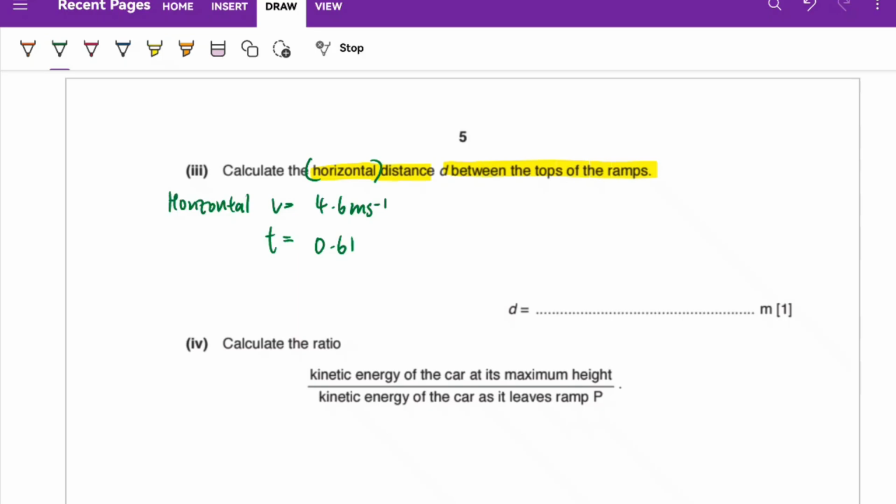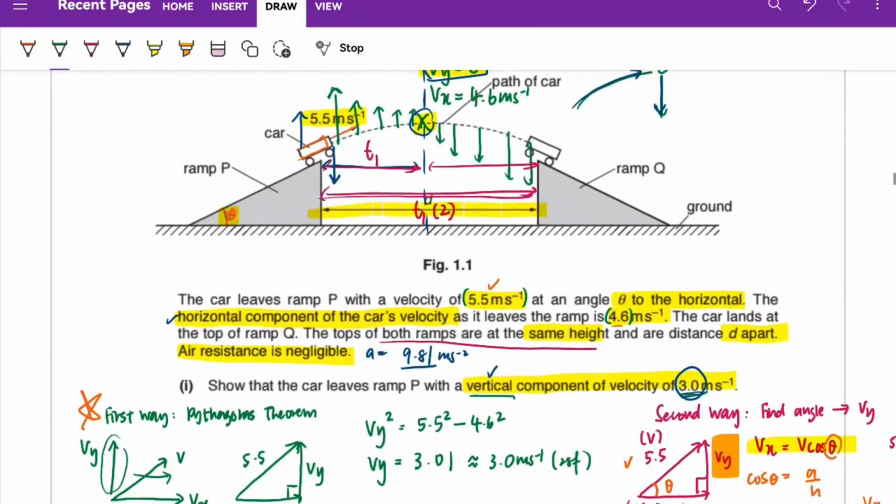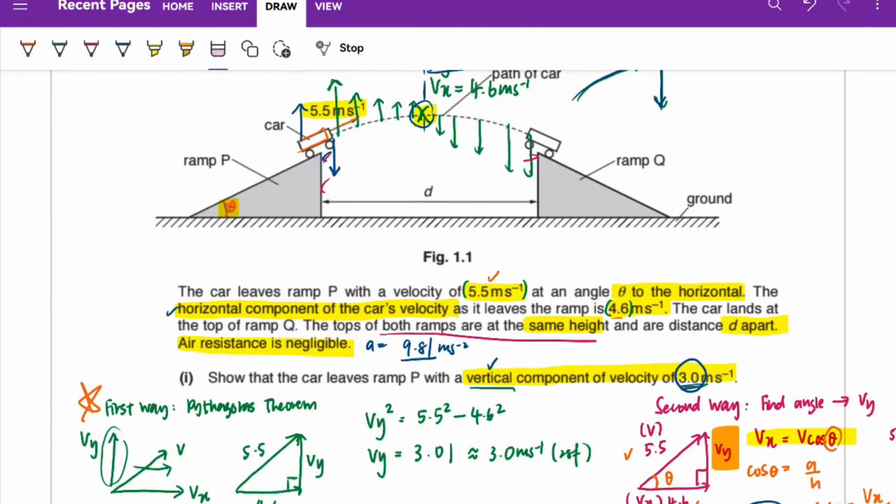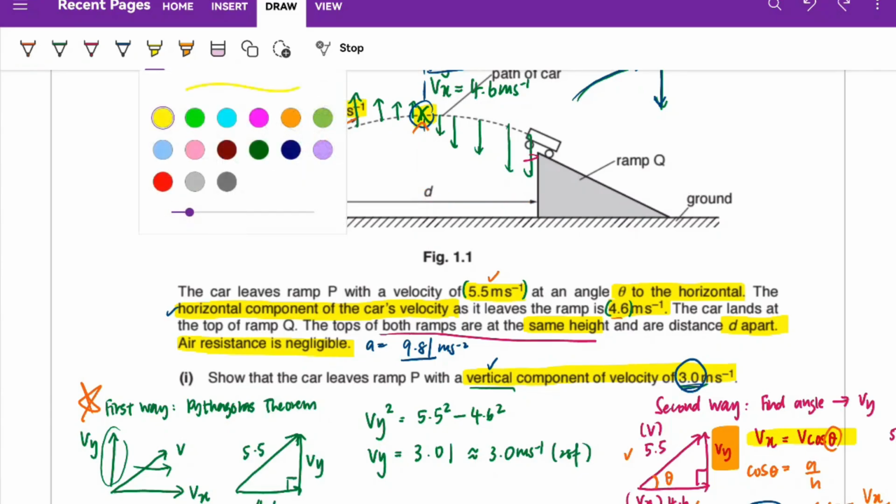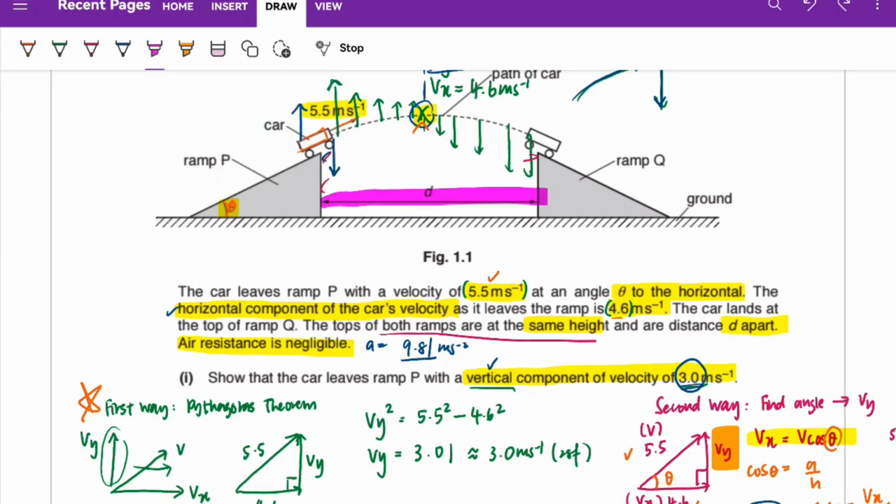So now they want us to find the horizontal distance between the tops. If they ask for vertical distance, it's actually this here. Okay, let me erase this. If it's vertical distance, it's actually this here, not this. Now they're asking for the horizontal distance. Now they want us to find this one, D, horizontal. If it's vertical, then you must make use of the vertical component. This is the vertical distance.